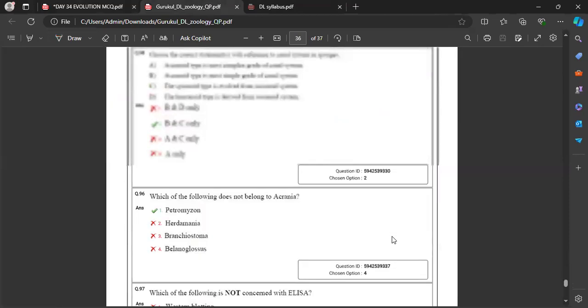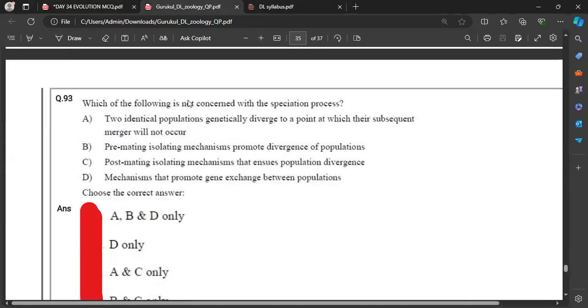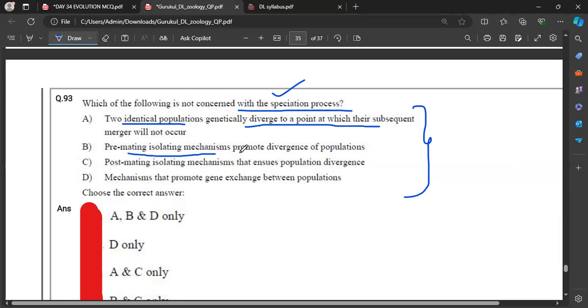See how the question has arisen here. I want to show you. See, there will not be many questions from evolution. Which of the following is not concerned with the speciation process? So any of these statements may not be related to the speciation process, and you have to choose which does not fit speciation. Two identical populations genetically diverge to a point at which their subsequent merger will not occur. Pre-mating isolating mechanisms promote divergence of populations. Post-mating isolating mechanisms ensure population divergence. Mechanisms that promote gene exchange between the populations.